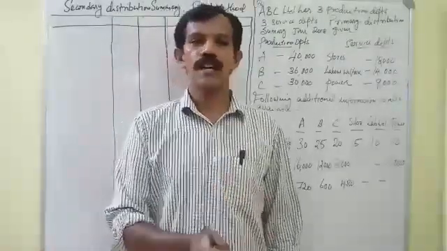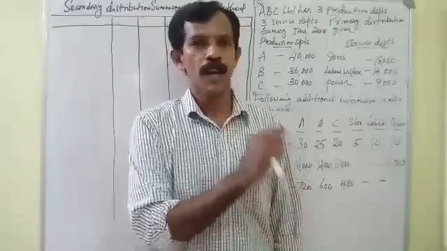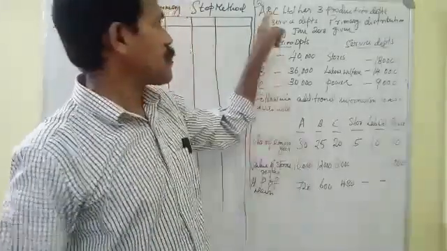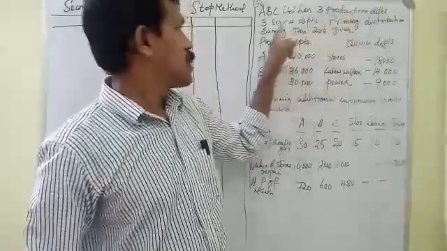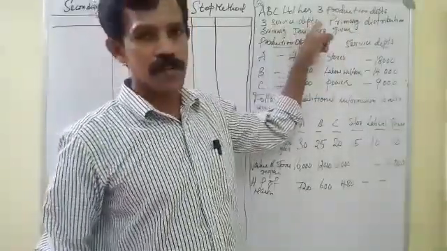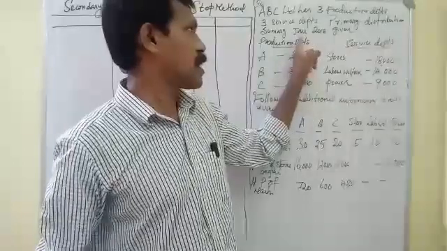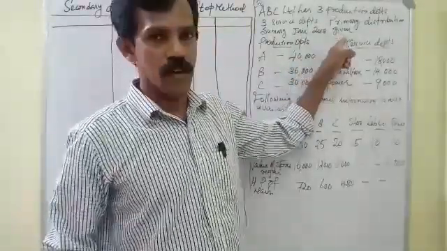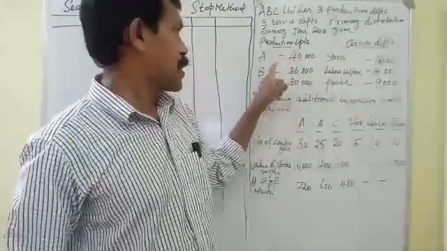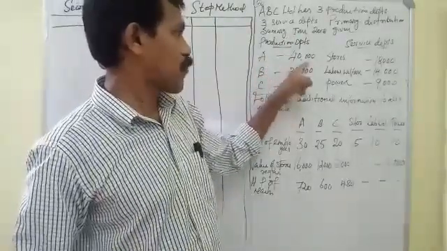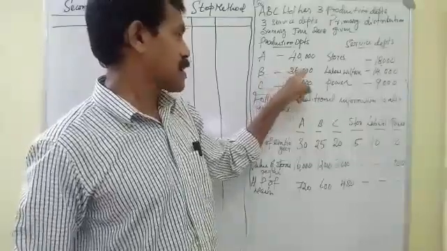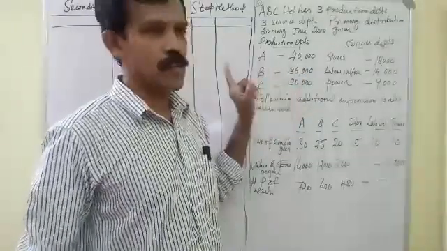Then we go directly to a problem. Our question is this: A Limited has three production departments and three service departments. Primary distribution summary for January 2018 is given. Production departments A, B, C: A, primary distribution summary amount 40,000, B 36,000, C 30,000.